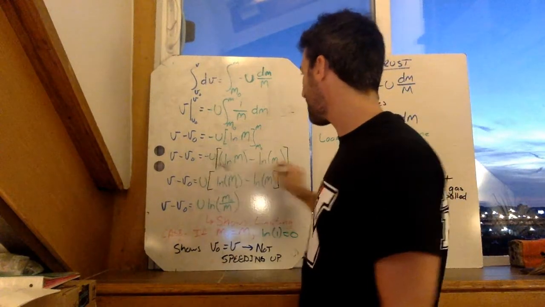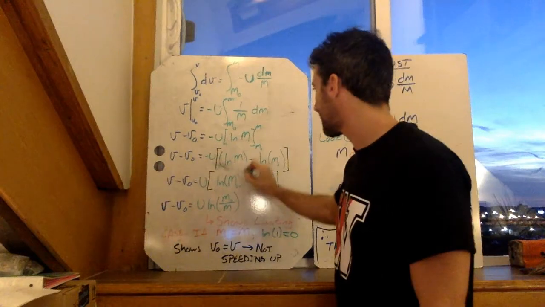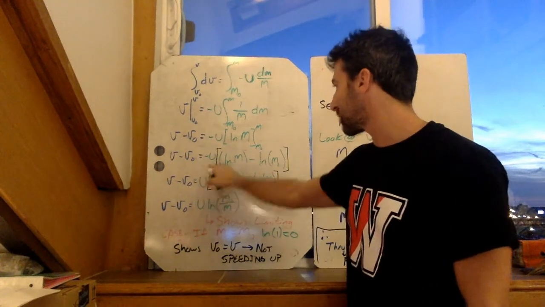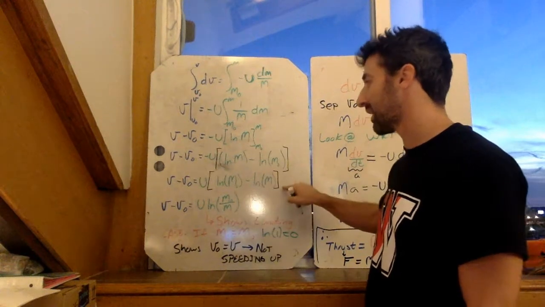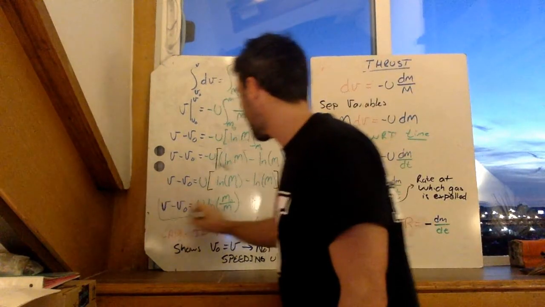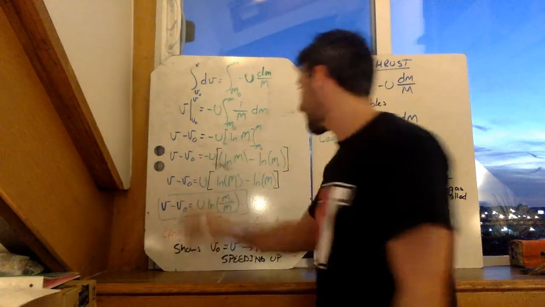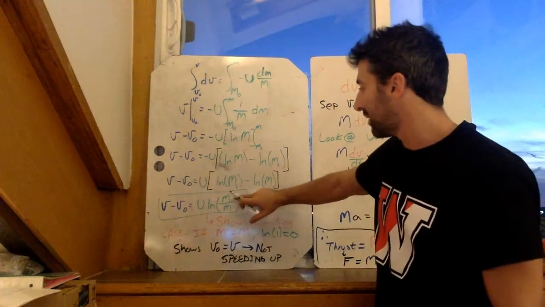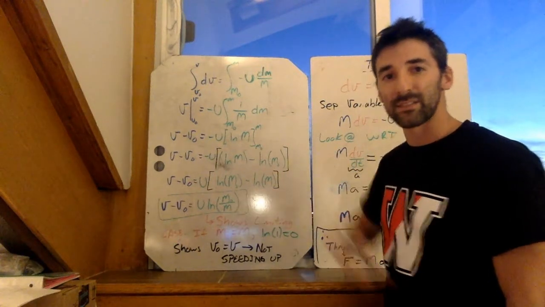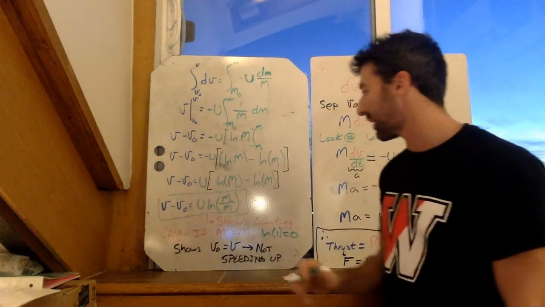I wanted to drop that negative, so what I did here is I just switched. I dropped my negative, distributing it through: the natural log of m naught minus the natural log of m. And I'm left with my change in velocity equal to my exhaust velocity times the natural log of my initial mass divided by my final mass, m naught divided by m.